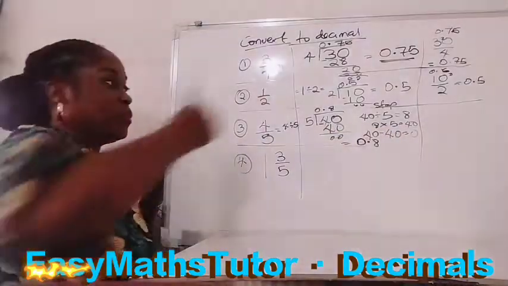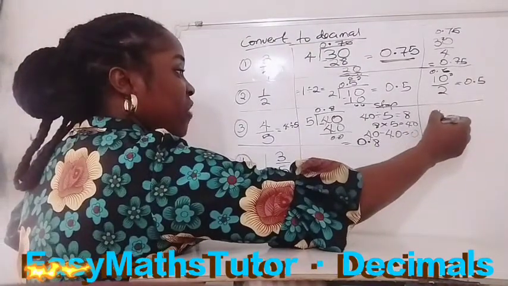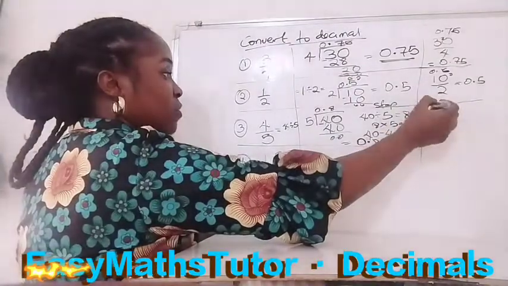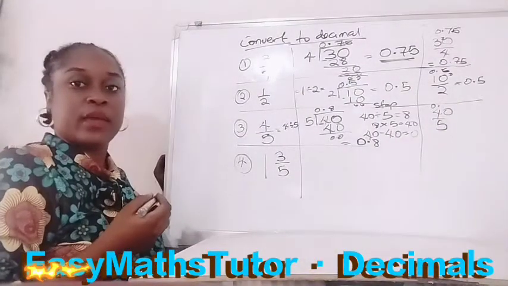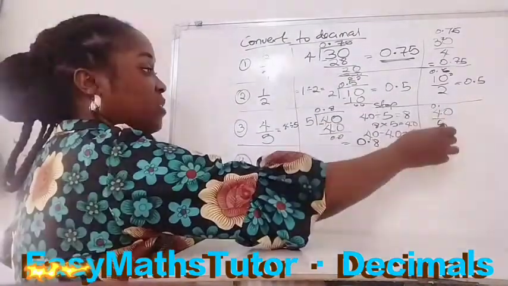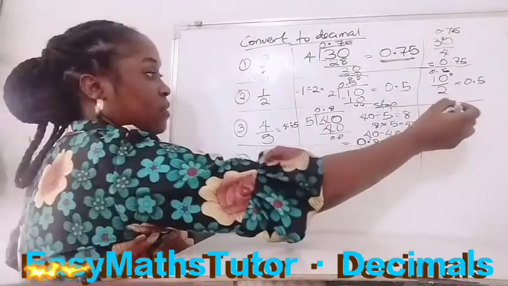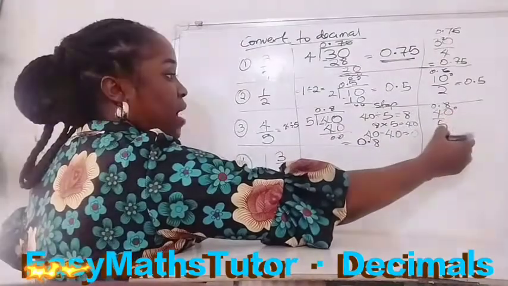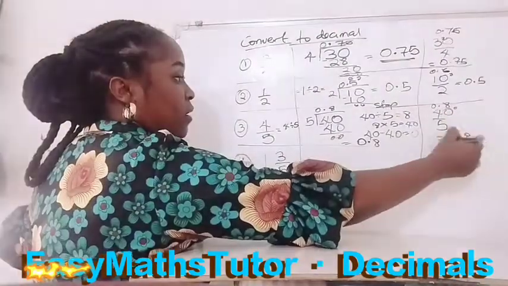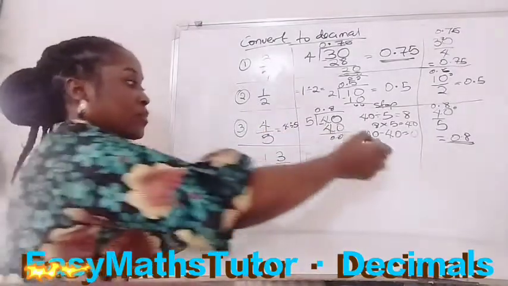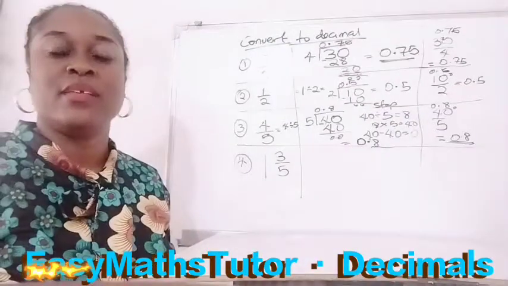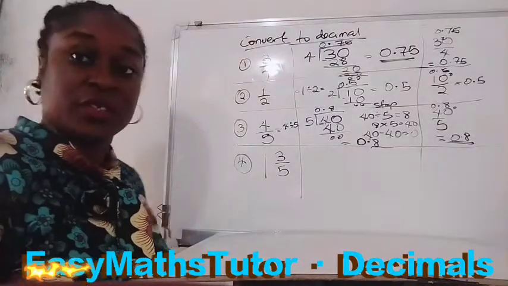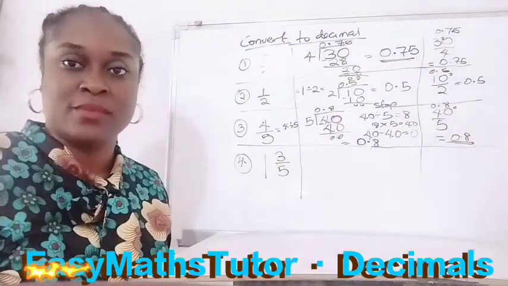Now my second method, 4 over 5. I'll put 0 at the end. 0 at the end means there will be 0 point up there. So 40 divided by 5 is 8, and there's a 0 remainder. So we'll stop here. So our answer will be 0.8. Okay? Okay, the next question, we're going to convert a mixed fraction to a decimal.